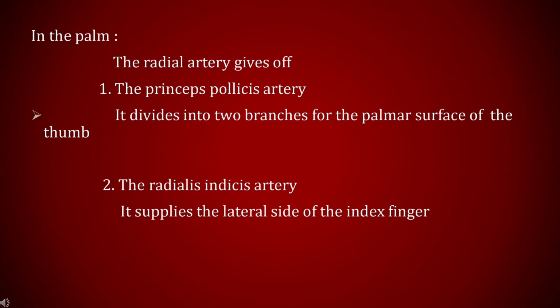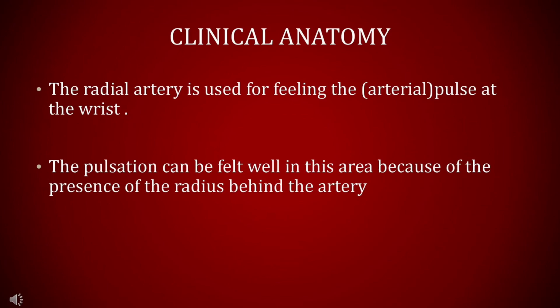In the palm, the radial artery gives off, first, the princeps pollicis artery. It divides into two branches for the palmar surface of the thumb. Second, the radialis indicis artery. It supplies the lateral side of the index finger.